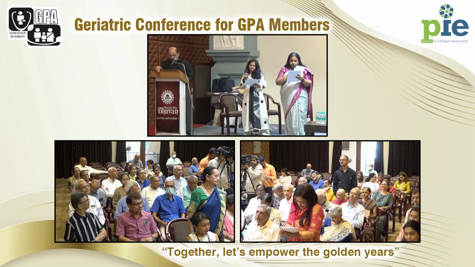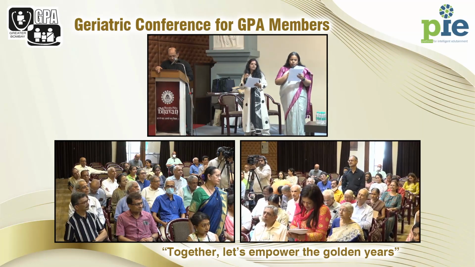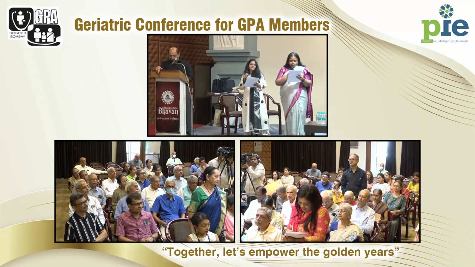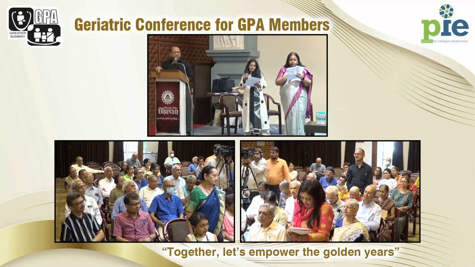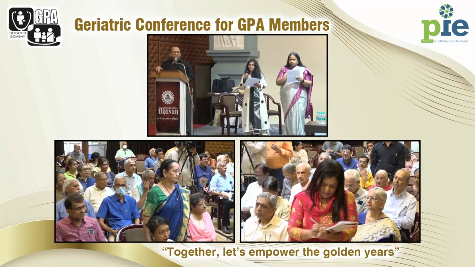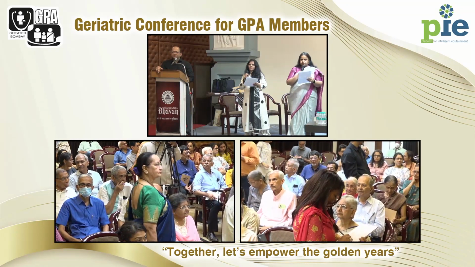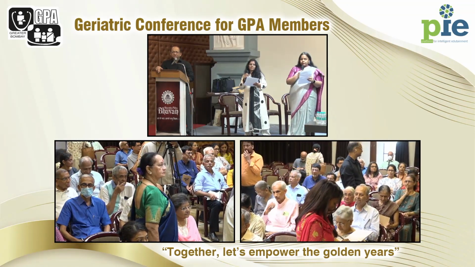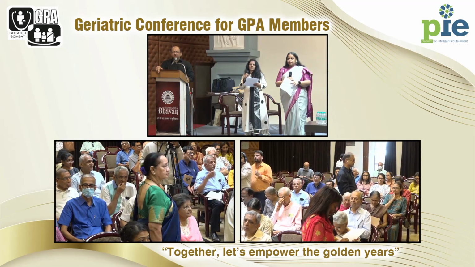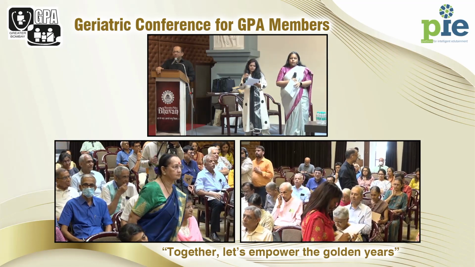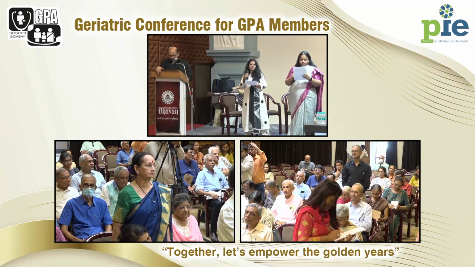Orthostatic hypotension is defined as a fall of at least 20 mm of mercury in both systolic and diastolic blood pressure. True or false? It is false. A 10 mm diastolic drop is also orthostatic hypotension.